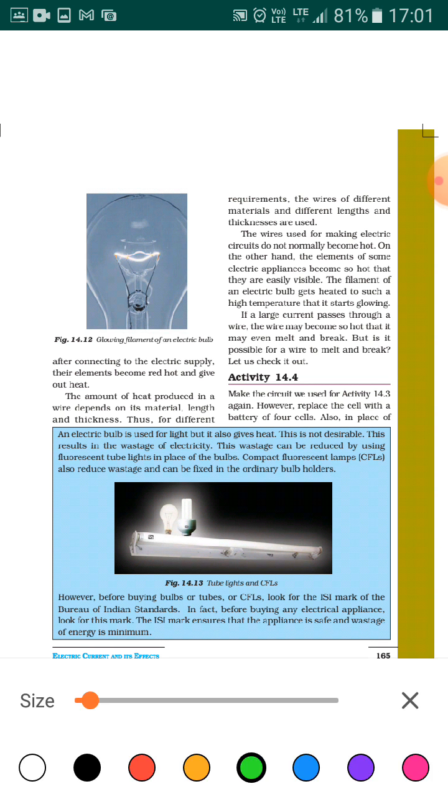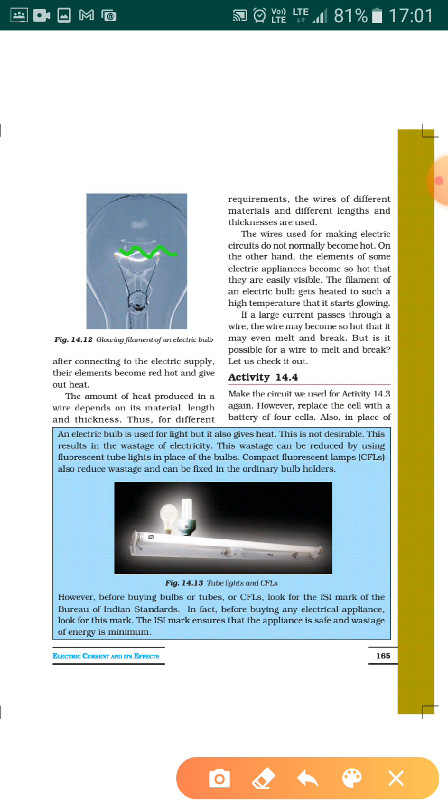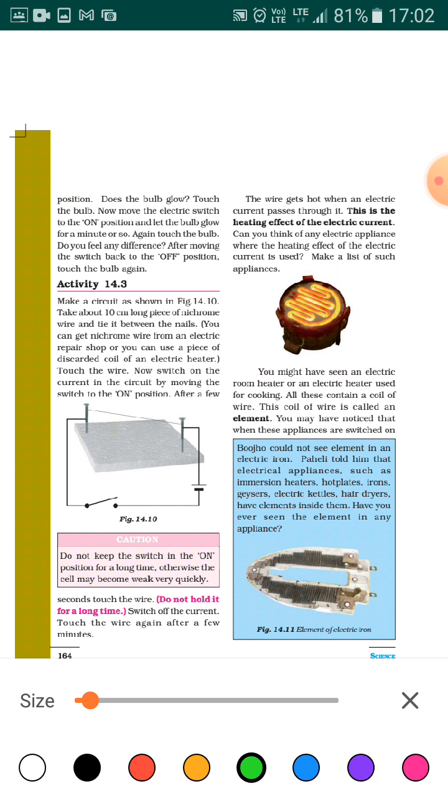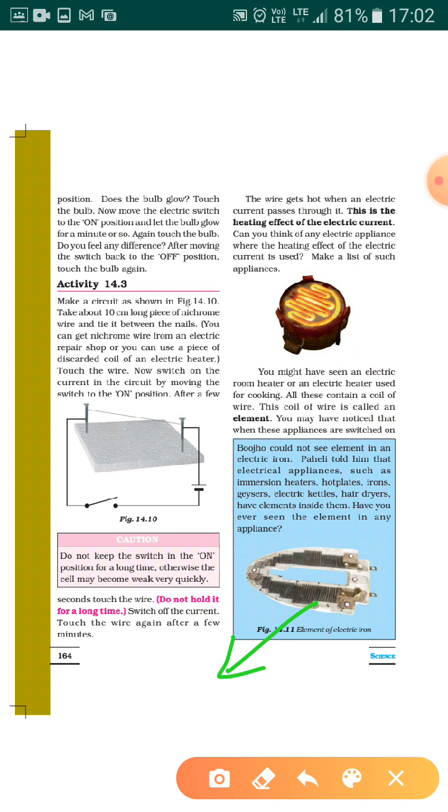Okay, now what is this filament made up of? This filament is made up of tungsten, and the symbol for tungsten is W. So filament is made up of the metal called tungsten. And the heating element which is present in the case of an iron or geyser, which produces the heating effect, is made up of nichrome.